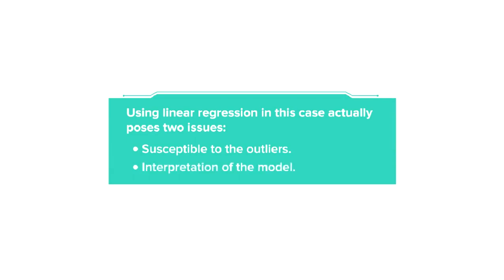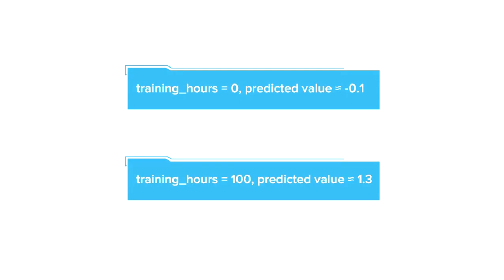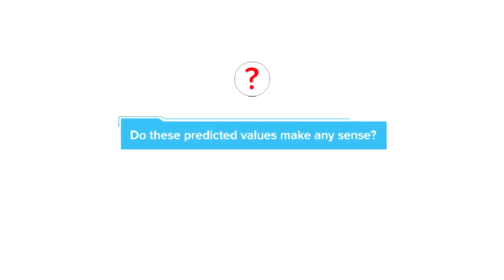Secondly, the issue comes with the interpretation of the model. Now consider that we want to examine the predictions when the training hours equal 0 and training hours equal 100. In the former case, the predicted value is negative 0.1, and in the latter case, the predicted value will be approximately 1.3. Now let me ask you something. Do these predicted values make any sense?